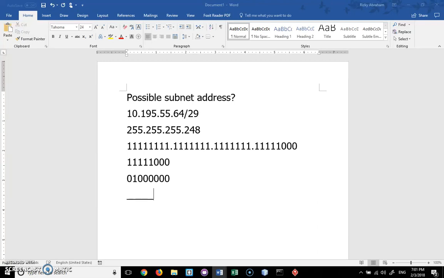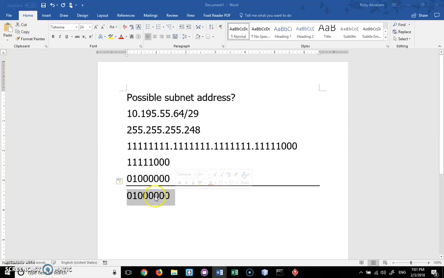And then we do the AND method, and 1 and 0 would be 0, and 1 and 1 is 1, 1 and 0 will be 0, so 0, 1, 0, 0, 0, and 0 and 0 will become 0, 0, and 0. So we know this number is on the second place, which is 64. So the network address would be 10.195.55.64 from here.